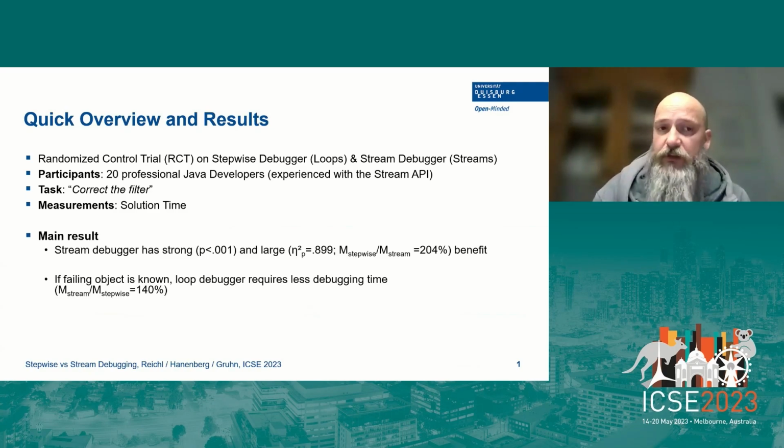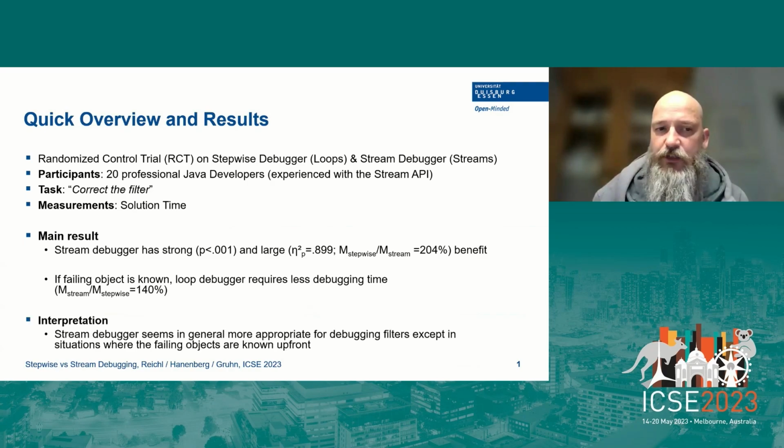So what was the main result? The first result was that the stream debugger has, in general, a strong and large effect. What does large mean here? On average, the stepwise debugger takes about 100% more time than the stream debugger. But there's a special situation: if the failing object is known upfront, the loop debugger requires less debugging time. So the stepwise debugging is not under all circumstances worse than the stream debugger.